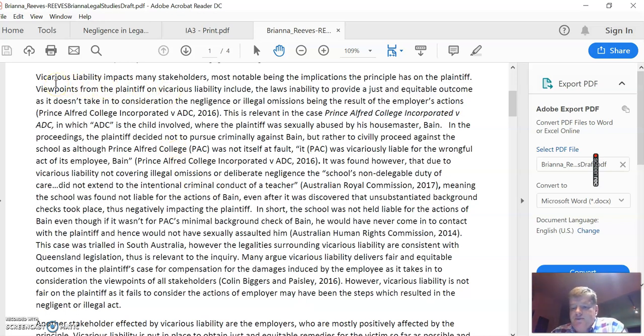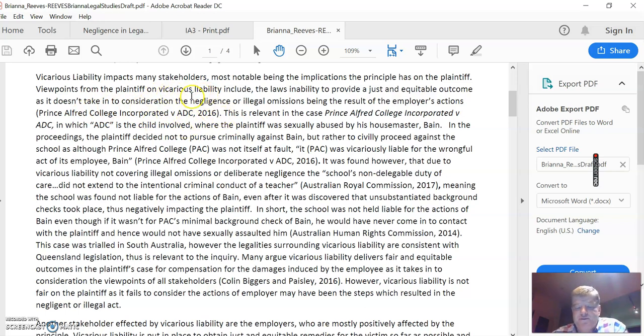Now, in this case, the student is talking about vicarious liability, and that means that it's not always the person who's responsible for negligence that they sue. Sometimes they look to sue the employer, and that's an interesting legal part of negligence. And they're discussing this. Here's the case that they choose to illustrate some of the shortcomings of vicarious liability. And they're writing it from a stakeholder perspective.